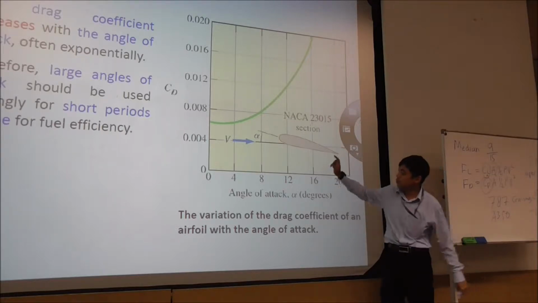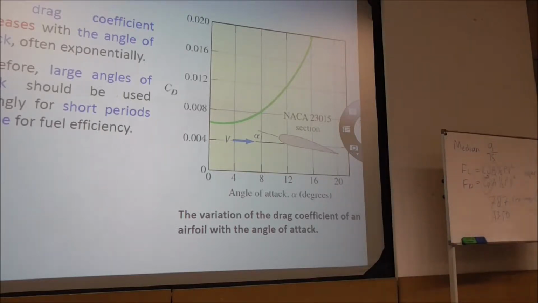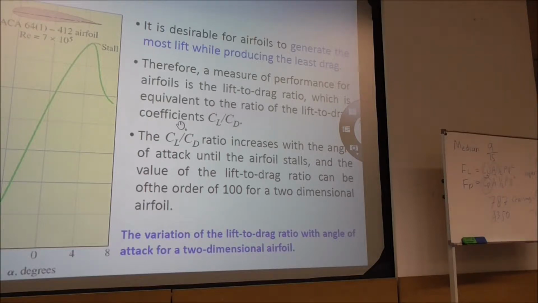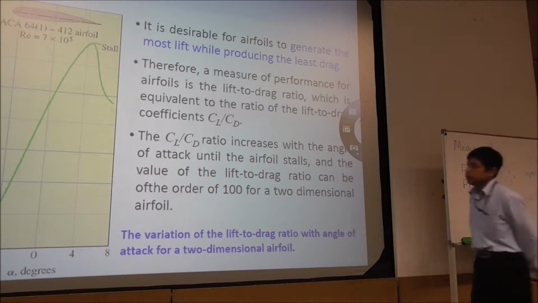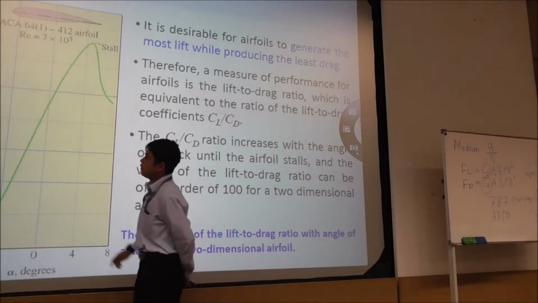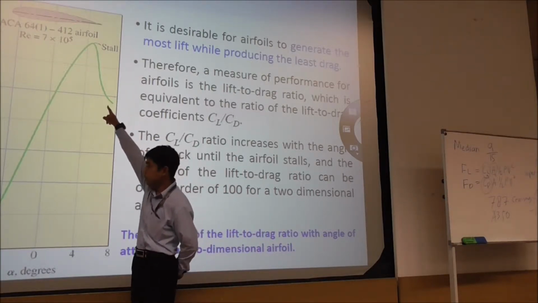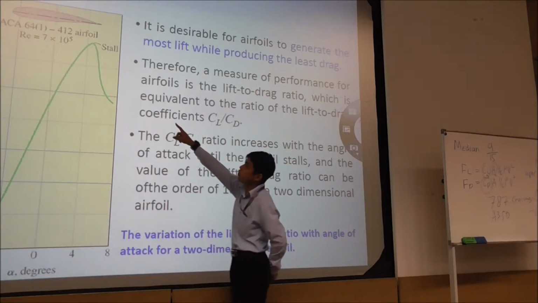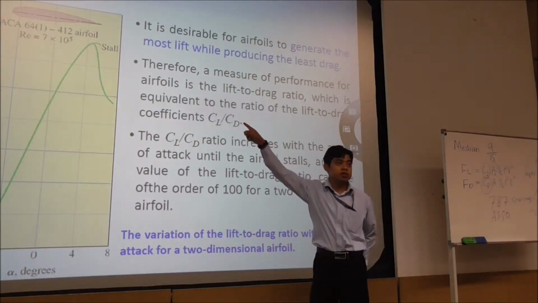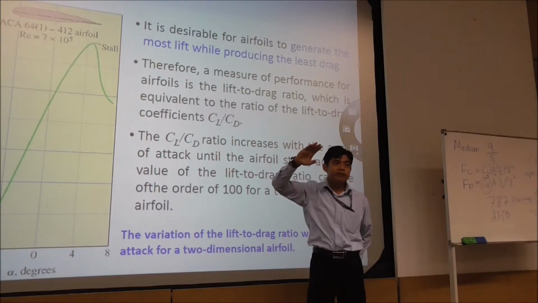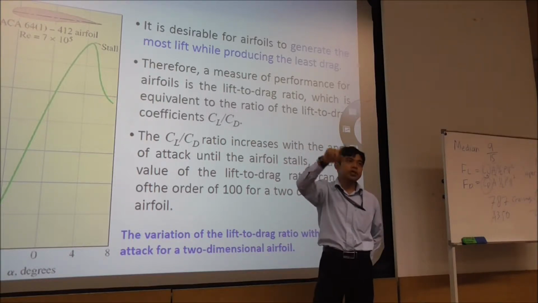Right? Okay, so you get also the increase in the CD. It is always desirable to generate higher lift, but at a lower drag. That's why you are generally given the ratio between CL and CD, and you want it to be as big as possible. But again, when you are not doing it properly, you will get into the stall region, where the lift suddenly goes down and your drag suddenly goes up, right?